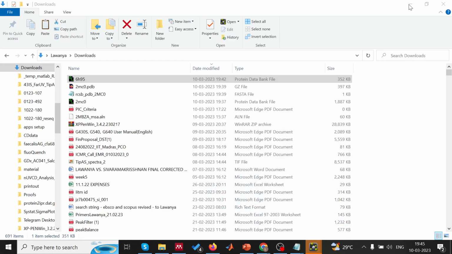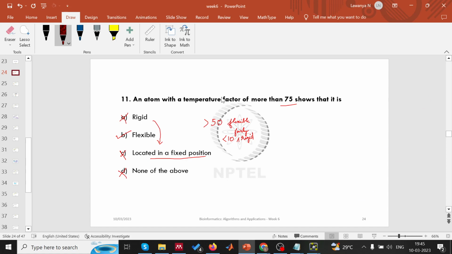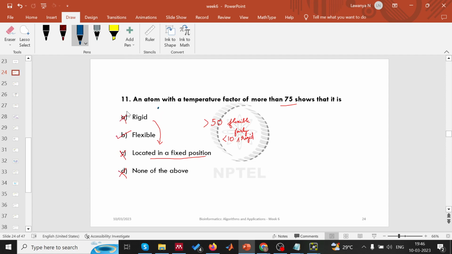So to answer your question, when you have a structure with a temperature factor of more than 75, it shows that it is not rigid, because if it is rigid it will have very low values of 20 or 10. So it is not rigid, therefore located in a fixed position is also wrong. So the only right answer is flexible, which is also true. So it's greater than 50, which is flexible.